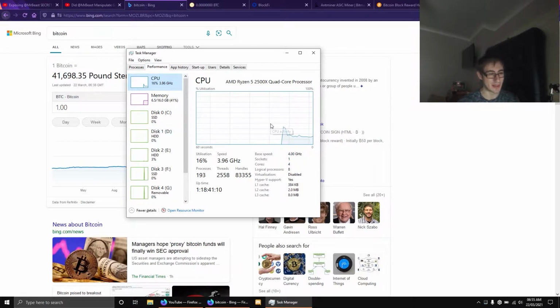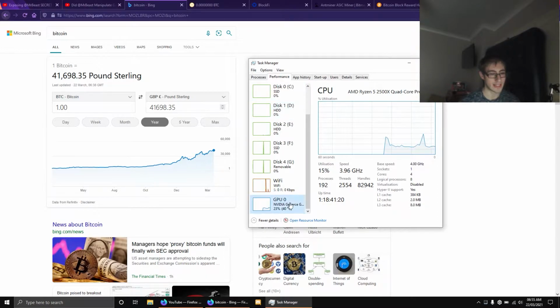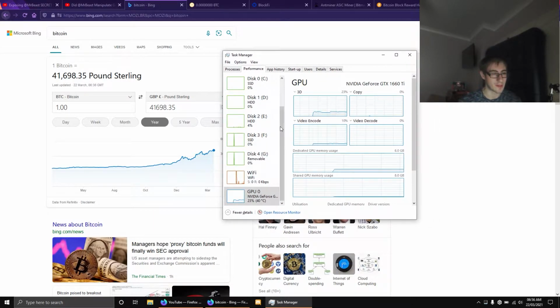Except using a CPU is kind of inefficient because it handles instructions differently. What people discovered earlier on is that GPUs or graphics cards are better suited to the task because they have, I don't know, more memory or something. There's a reason why it's faster to mine on a GPU than a CPU. So yeah, graphics card mining is really, really good.